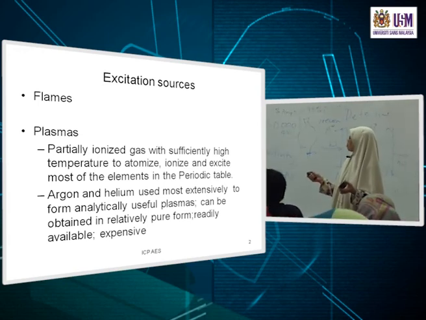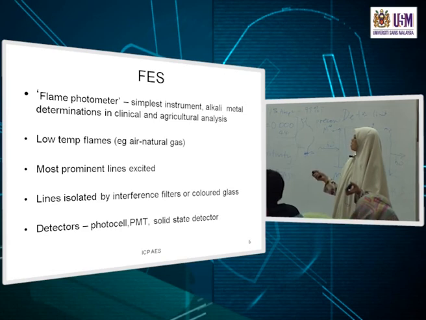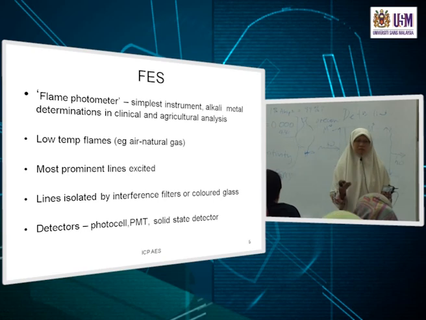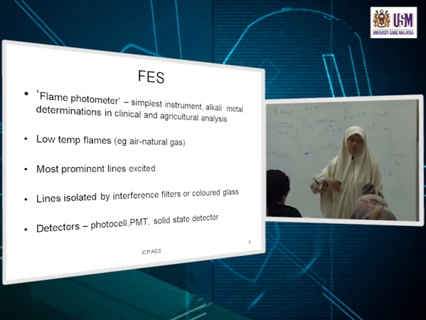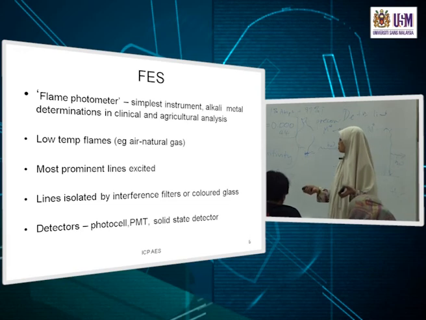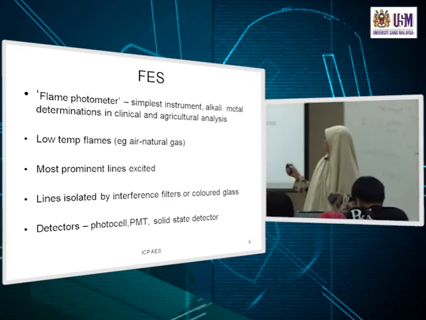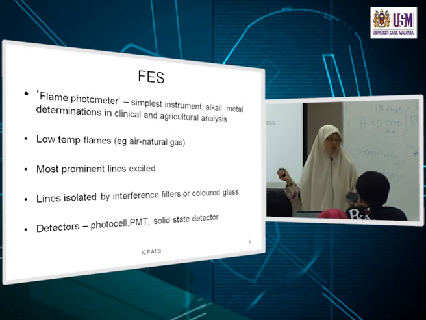So it's the simplest instrument for FES, but quite important in clinical or agricultural analysis, because you use it mostly for alkali metals, calcium, barium. Not more than that for that instrument, because it uses a lower temperature flame, which is good for alkaline metals because you don't get too much ionization. Low temperature, okay, and no monochromator, just some kind of filtering system and some simple detectors. Yes, it's a simple instrument, cheaper of course, but it has its uses.